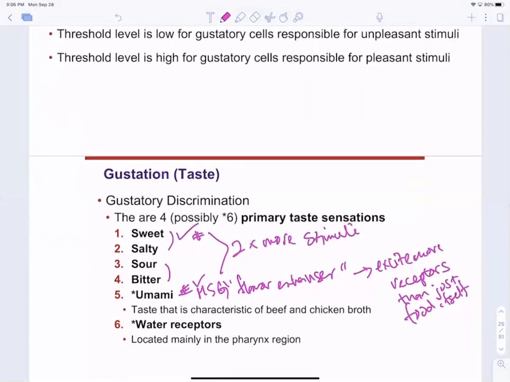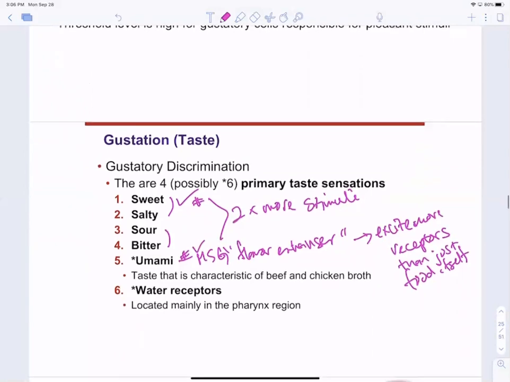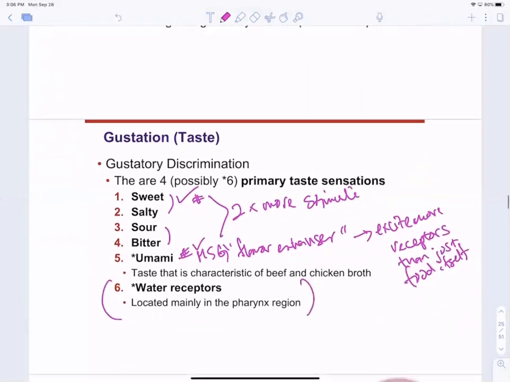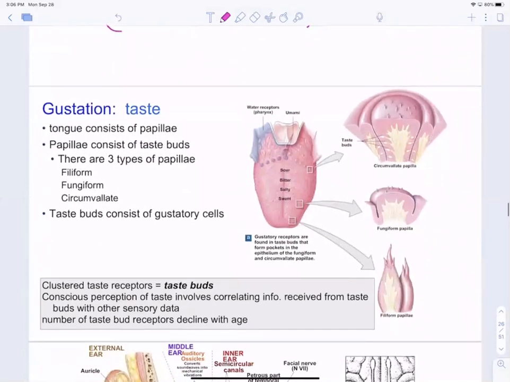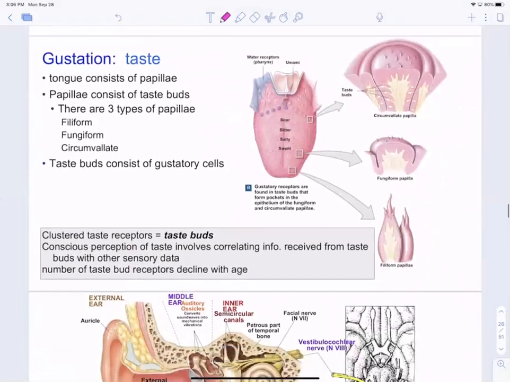There are also water receptors. That's why sometimes water can, quote, taste. You can taste water. But this is one of those things that you see in some books, and other books don't even touch on it. So again, this is showing you the umami are back here, and then sweet, salty, bitter, and sour.